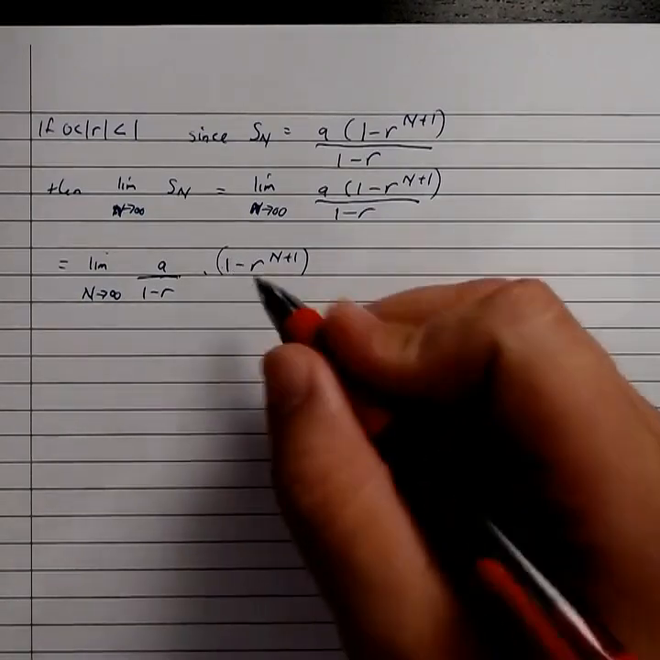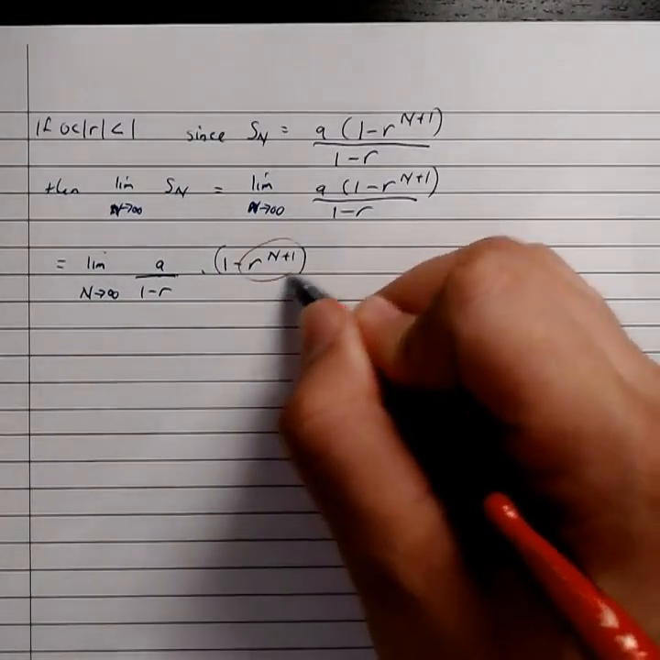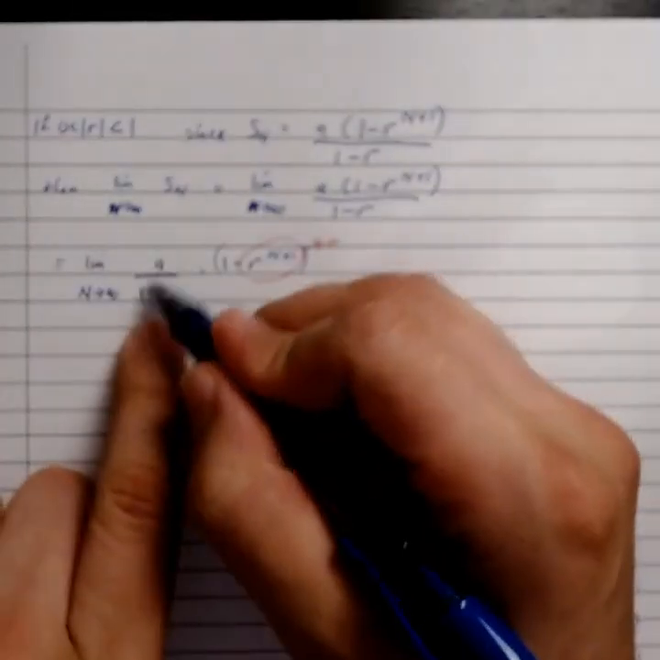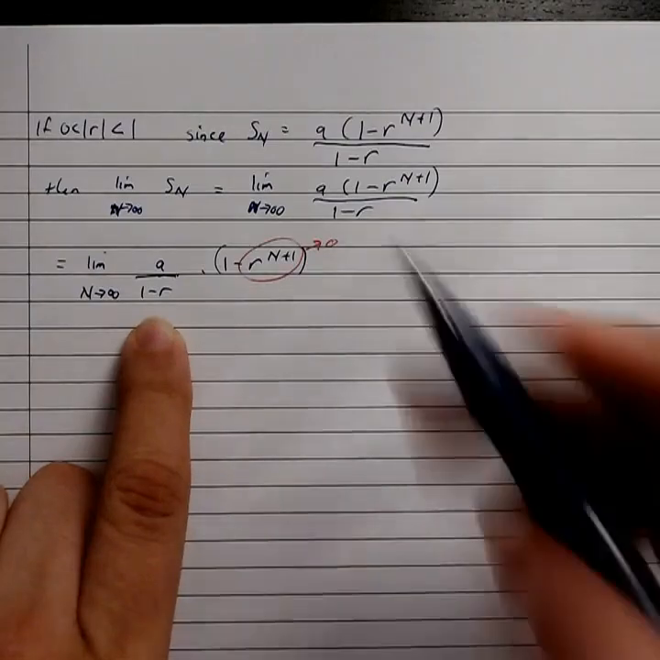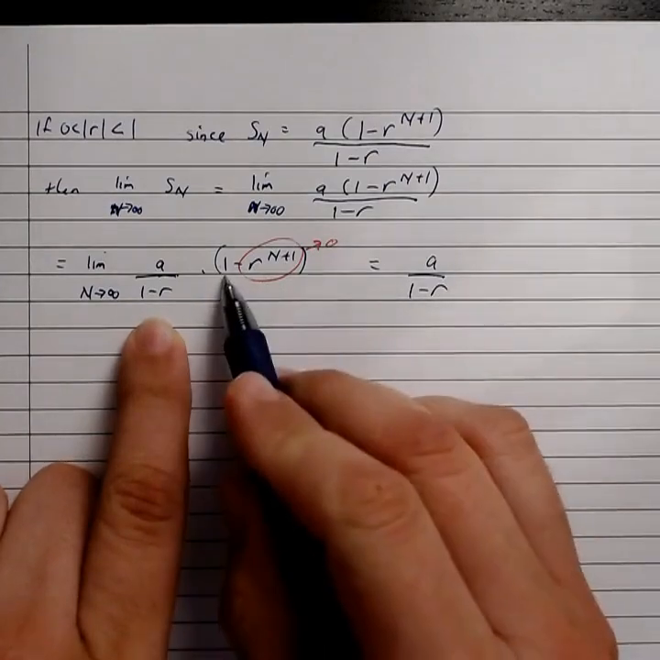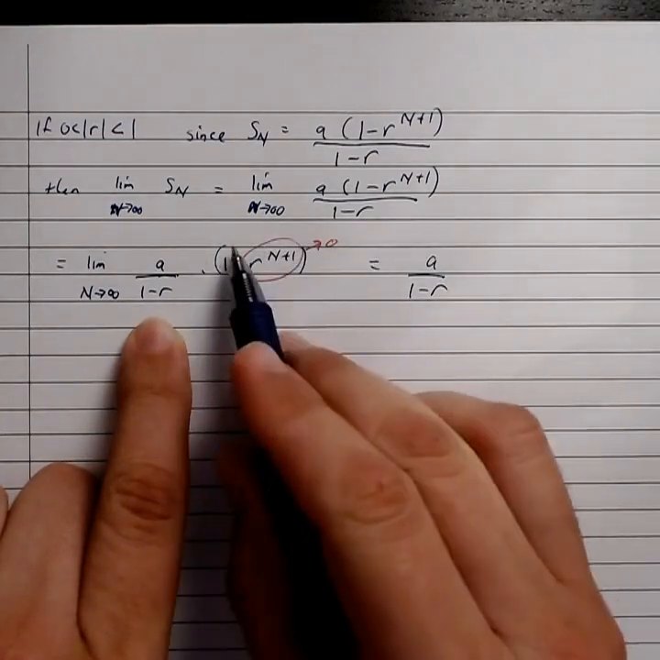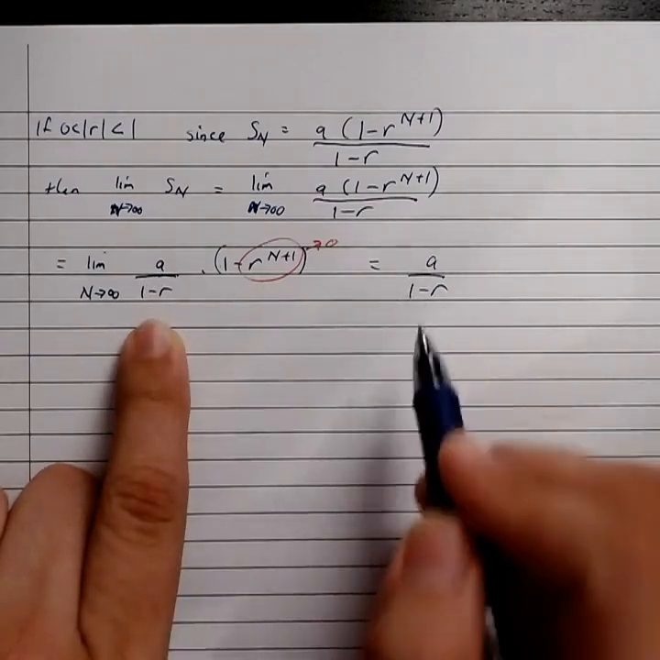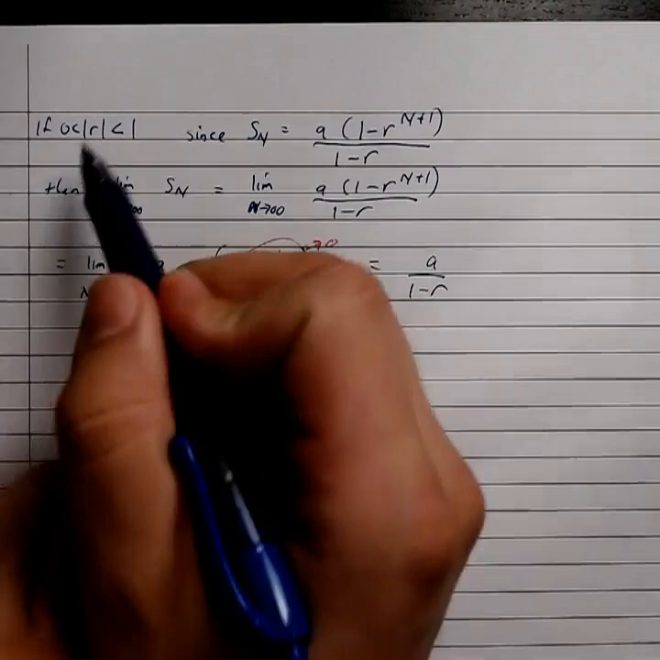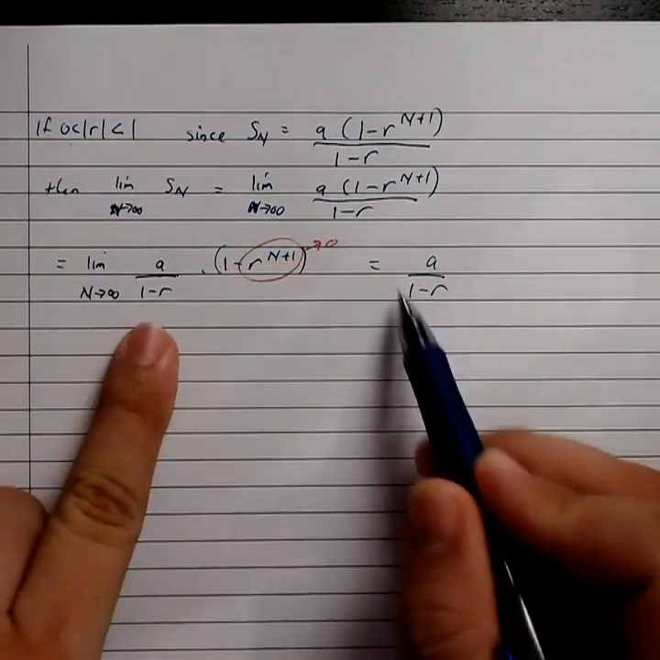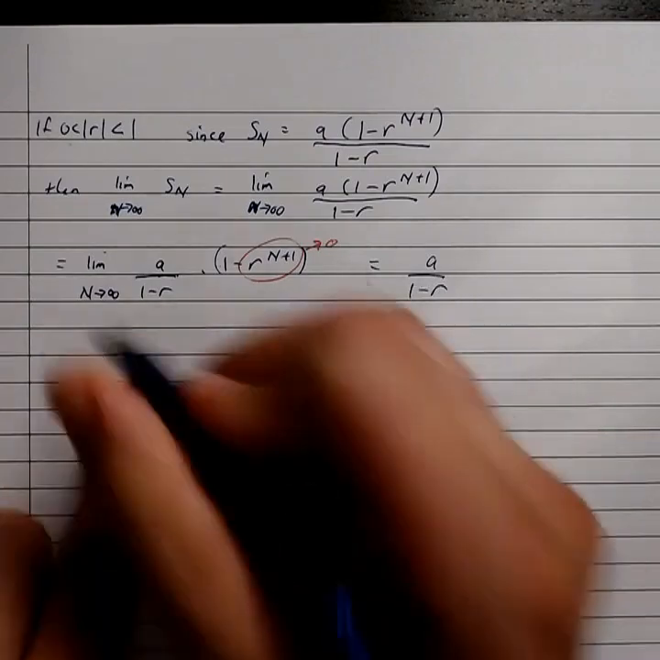So this thing right here goes to 0. So we're left with a over 1 minus r times 1, which is just going to be a over 1 minus r. If that's 1 and that's 0, this whole thing is 1, and 1 times a over 1 minus r is a over 1 minus r. So there we go. If the absolute value of r is between 0 and 1, then my series will converge.